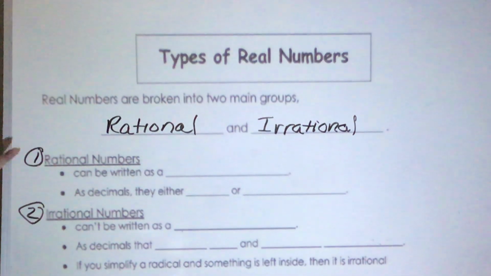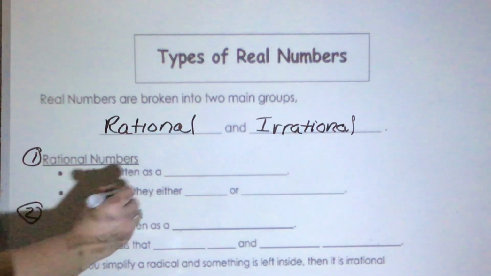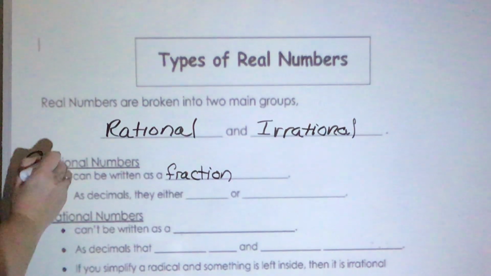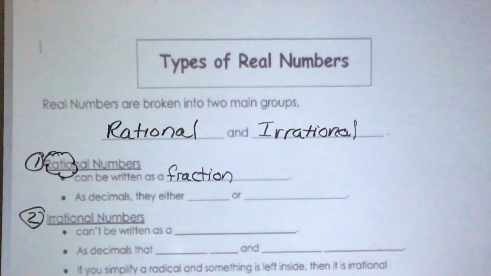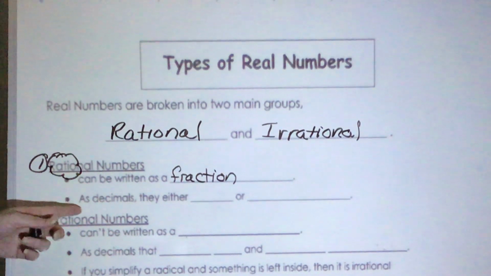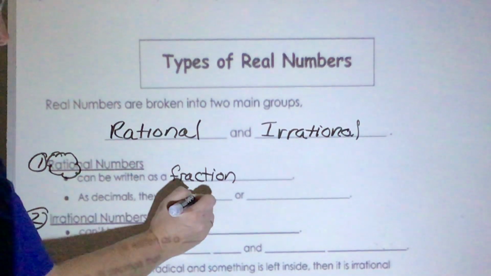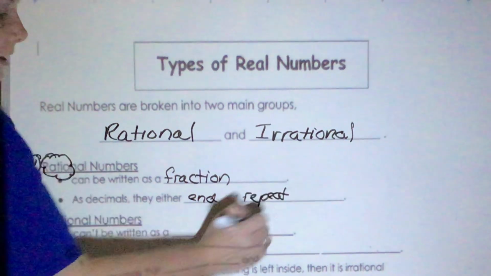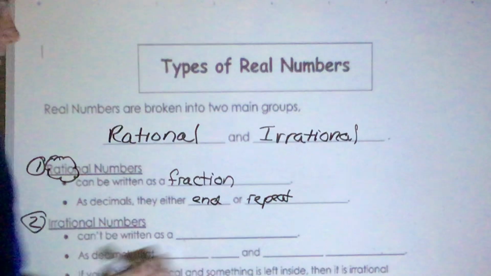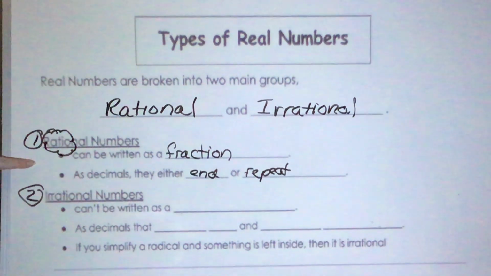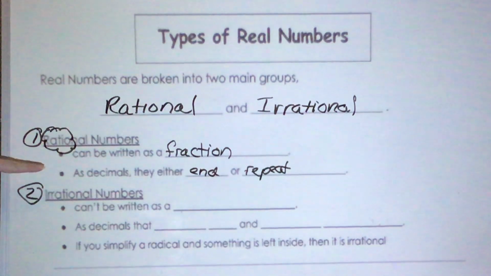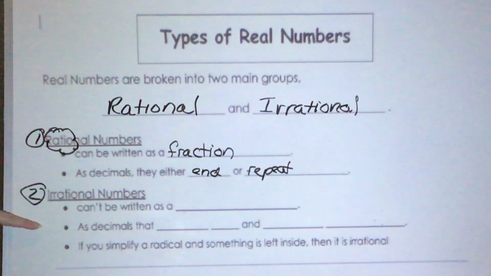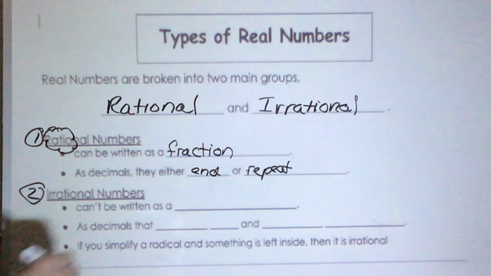Rational numbers are the numbers that you generally like. They're numbers that you can write as a fraction, and that's why we call them rational, because ratio means fraction. As a decimal, if you can write them as a fraction, that means as a decimal they either end or they repeat. And you learned the trick last week for how to write a repeating decimal as a fraction. So rational numbers are numbers that you can write as a fraction, and as a decimal they either end or they repeat.